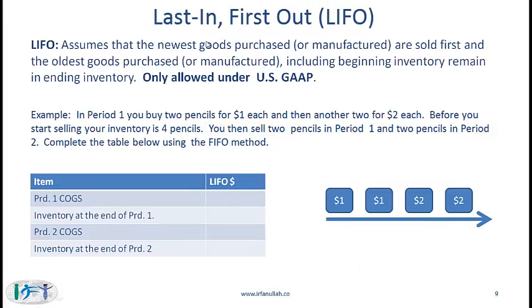Last in, first out. This method assumes that the newest goods purchased are sold first, and the oldest goods purchased or manufactured, including beginning inventory, remain in ending inventory. This method is allowed under US GAAP. It is not allowed under IFRS.